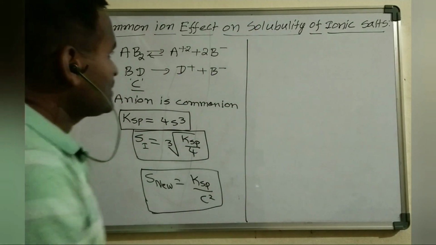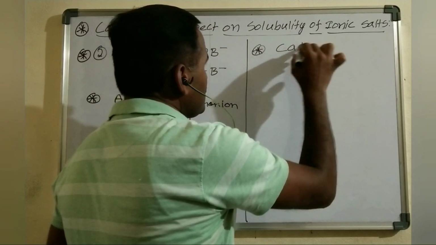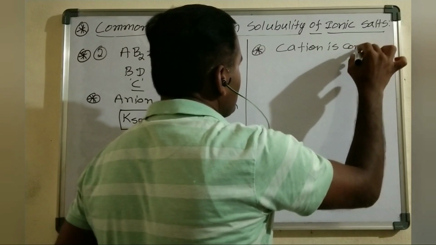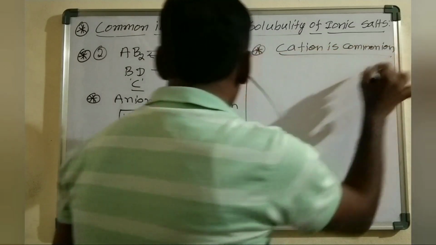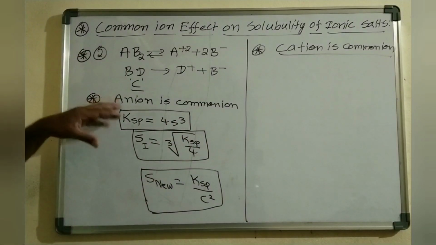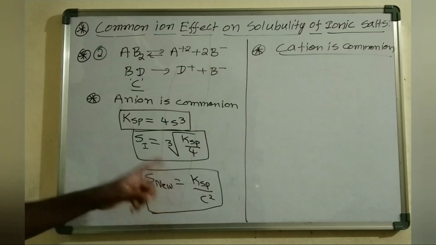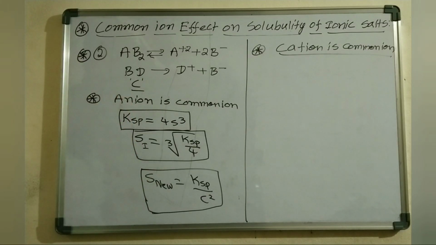Whenever there is a cation as a common ion. Here the anion is a common ion, and the new solubility can be calculated by using the formula KSP divided by the concentration square, C square. C is the concentration of the BD ionic salt, right?